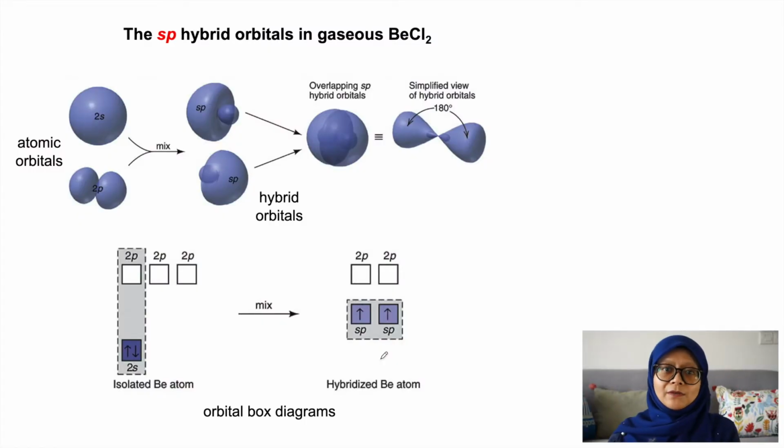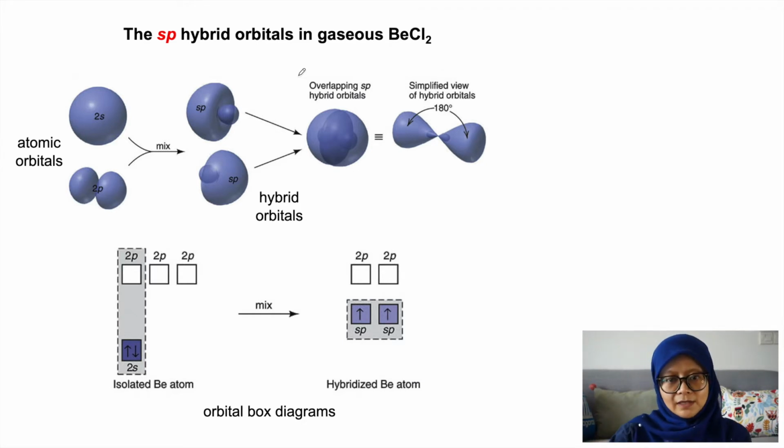So let's go to the first hybridization. First one is the sp. In this example, we have beryllium dichloride, which has sp hybrid orbitals. So how do we predict this hybridization?